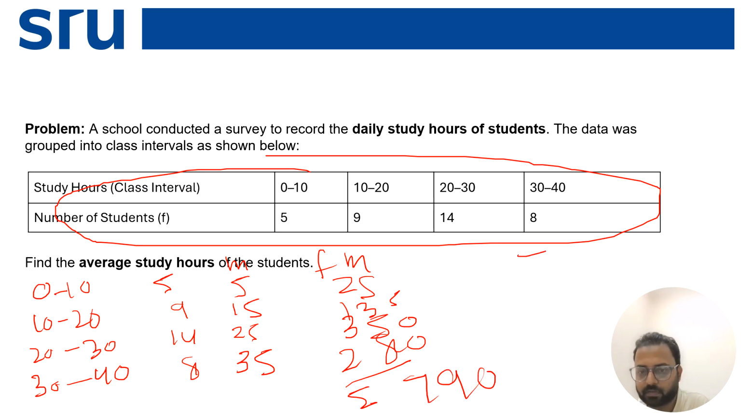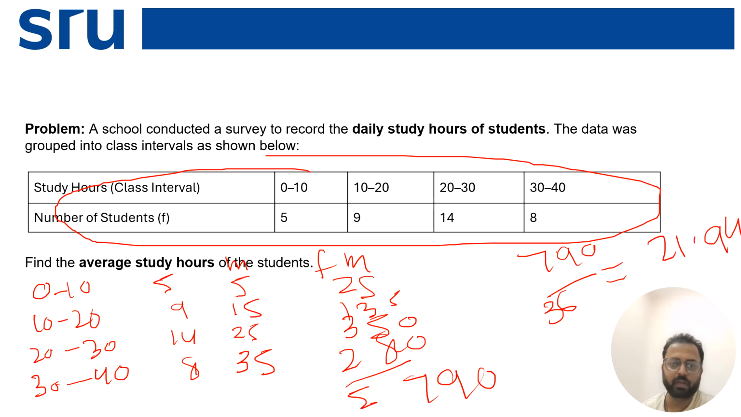So the sum 790 divided by the sum of frequencies. The sum of frequencies: 5 plus 9 is 14, 14 plus 14 is 28, 28 plus 8 is 36. So 790 divided by 36 is 21.94. 21.94 is the mean of this data. So the average study hours is 21.94 hours.